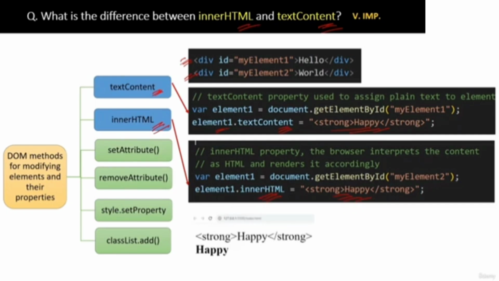Here, if you notice, in the case of textContent, the exact same plain text has been updated in the element text, right? But in the case of innerHTML, the browser interprets the HTML content as HTML, not just plain text. Therefore, this strong HTML tag will make the word happy appear in bold and strong HTML format, right? So that is the difference. Basically, innerHTML renders content as HTML, not just text. And based on the requirement, you can use innerHTML or textContent.